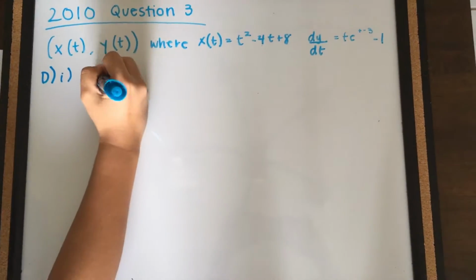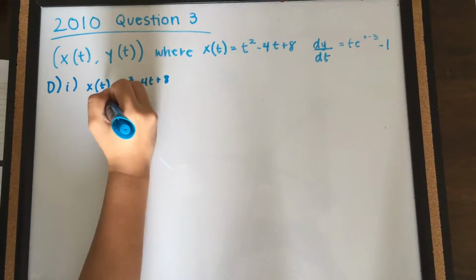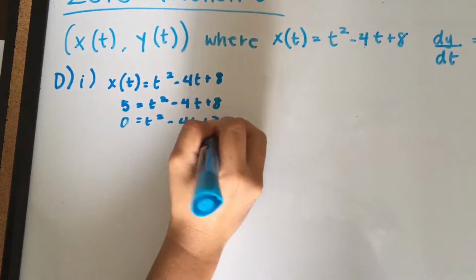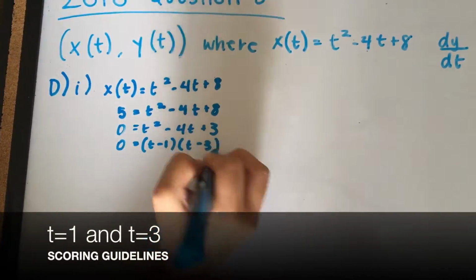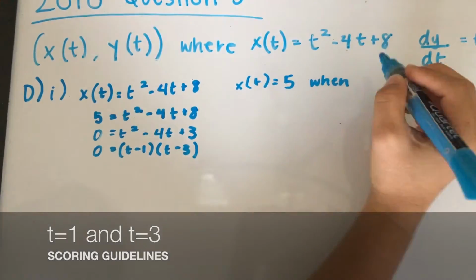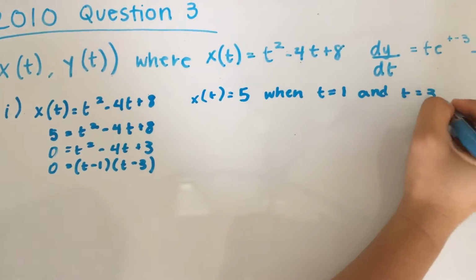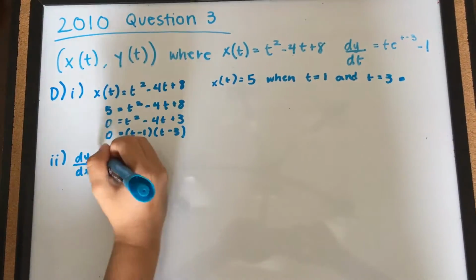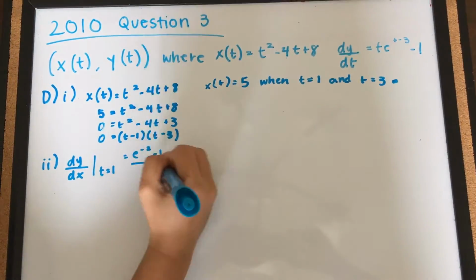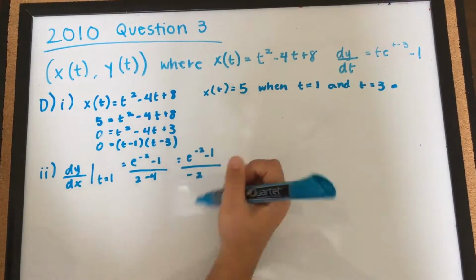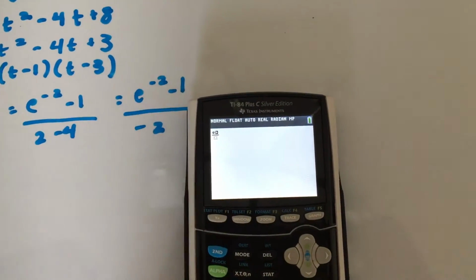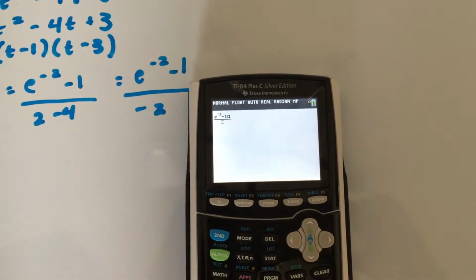Lastly, we are asked to find two values of t when x equals 5. So we set the equation we were given earlier equal to 5 and quickly solve for t, and we get two values. Next, we are asked to find the slopes of the lines tangent to the particle's path at that point. So we quickly just plug in 1 into dy by dx and use our calculator to find the exact value.